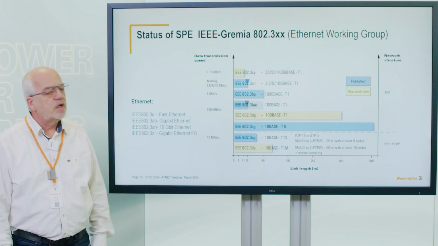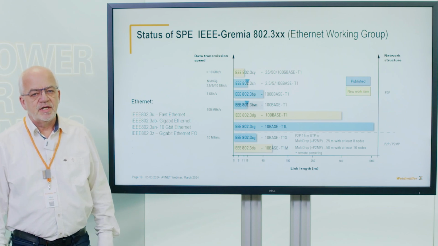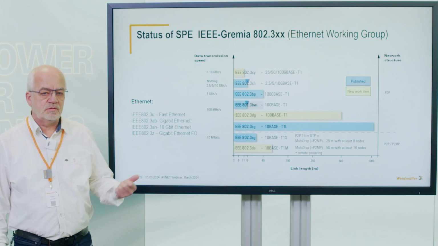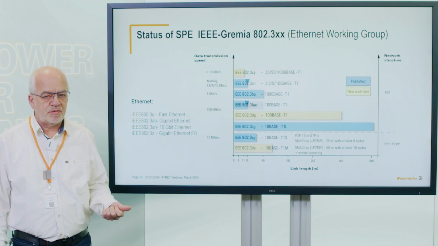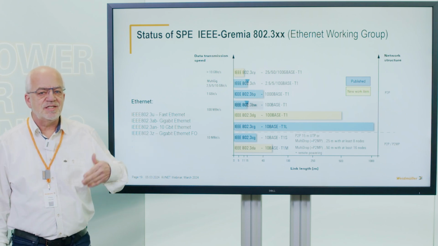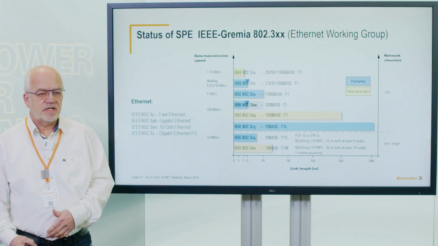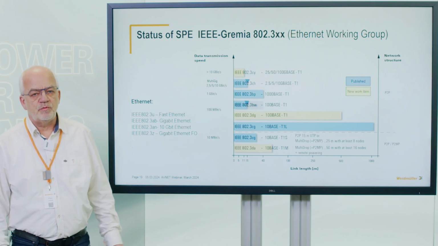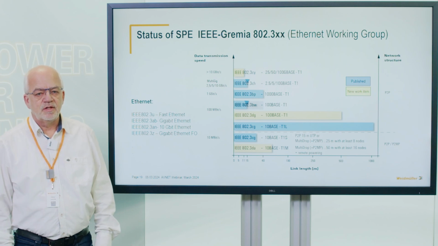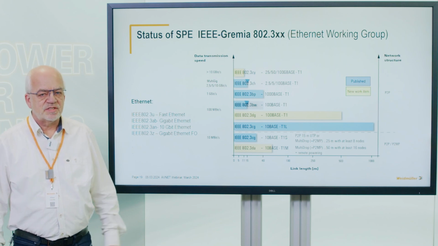We have the limit of 100 meters for standard Ethernet, and if you want to go over the 100 meters, you need either fiber optic cabling or additional repeater switches inside the line, outside the cabinet, and this is very difficult to realize, or it means additional costs.